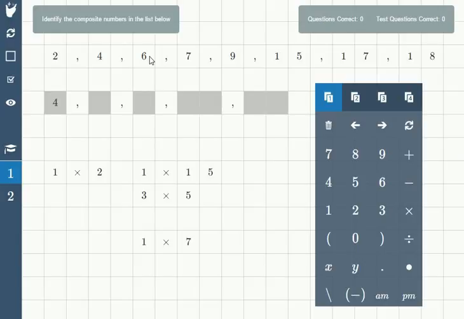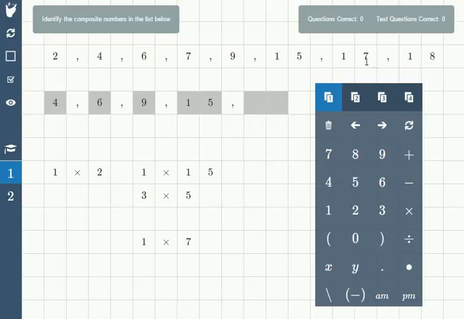What about 6? Well, with 6 we can have 1 times 6 and 3 times 2, which means it also must be a composite number because it's got more than 2 factors. 7 we already know is a prime number because it only has 1 and itself as factors. What about 9? Well, we can do 1 times 9, or we can do 3 times 3, which means that 9 must be a composite number. 15 we've already figured out is a composite number because there are 4 factors in 15, so we can add that to the list.